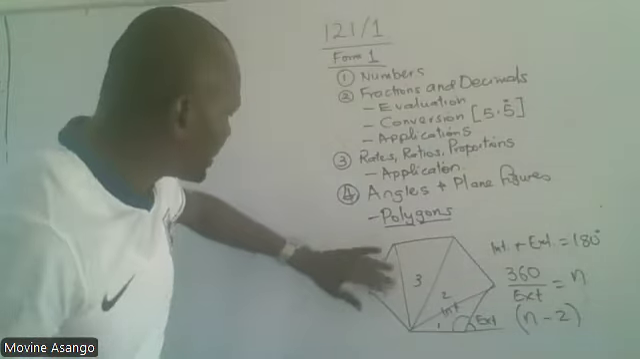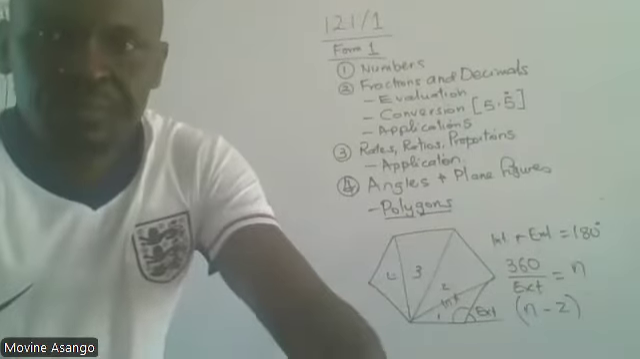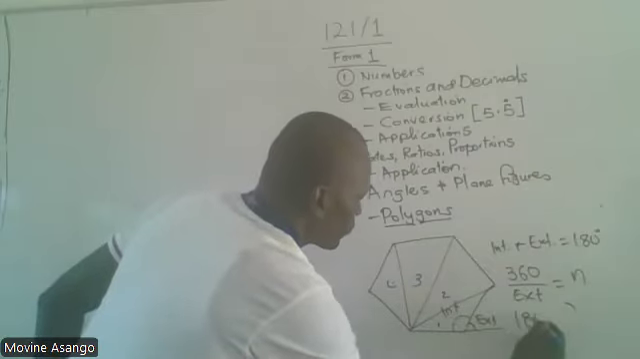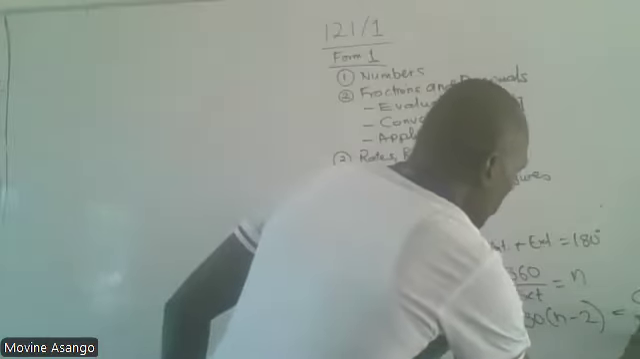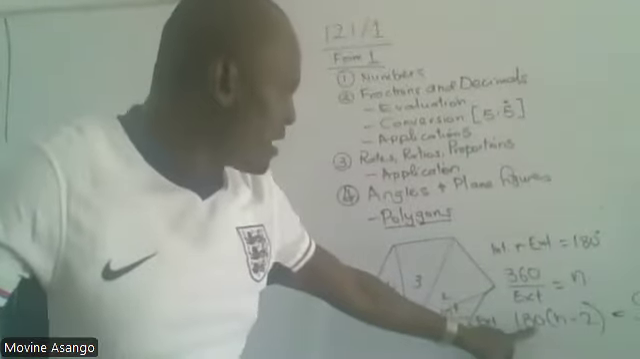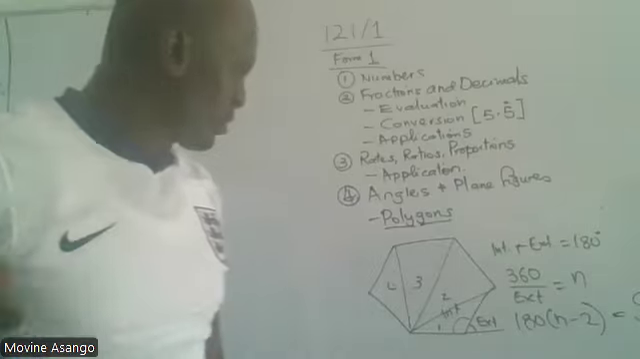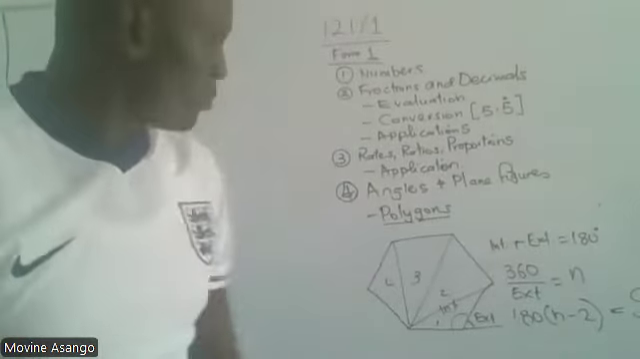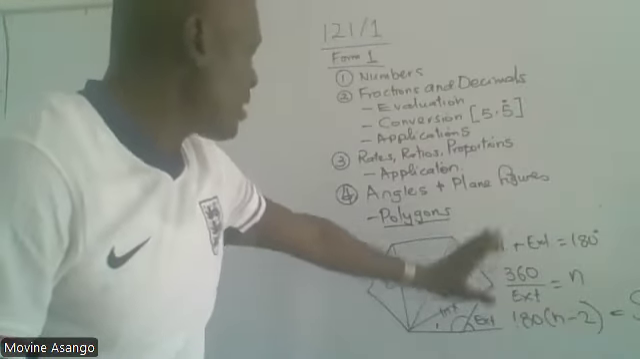And we also know that the interior angles of 1 triangle add up to 180 degrees. So if you multiply this by 180, you get what we call the sum of interior angles of a polygon. This formula is applicable to both regular and irregular polygons. So you have to understand how these formulas operate.